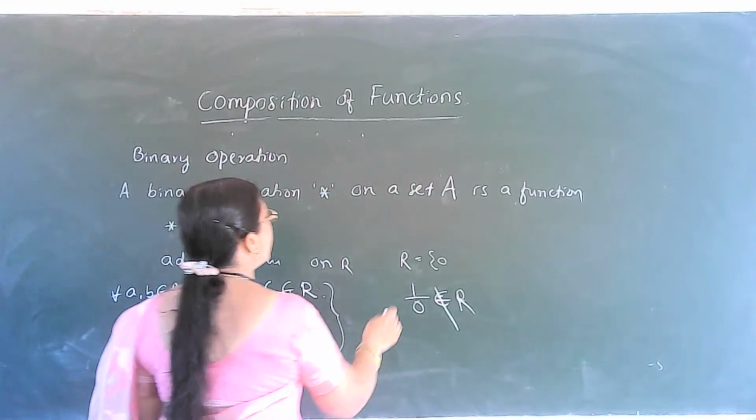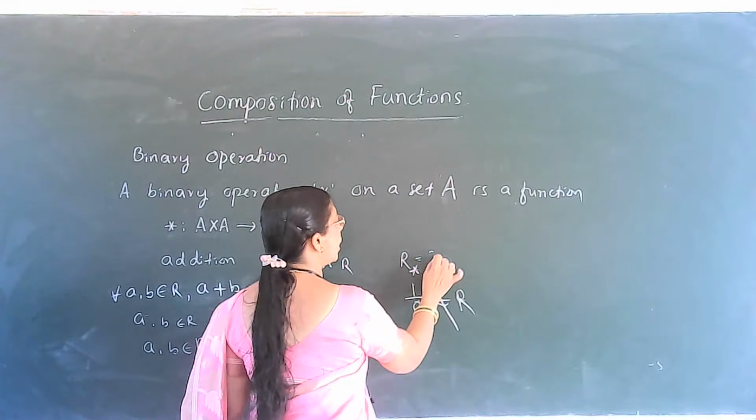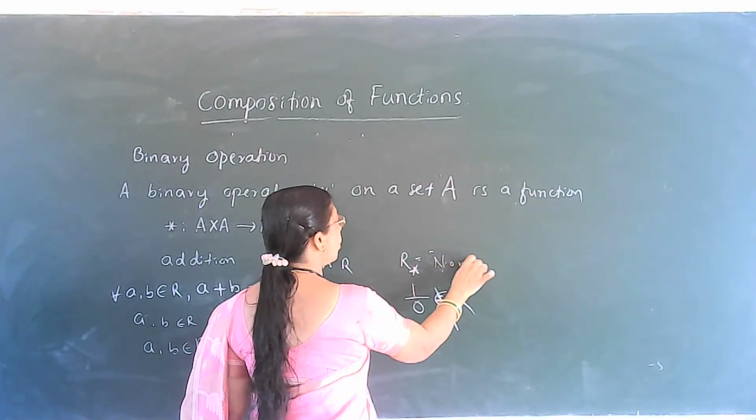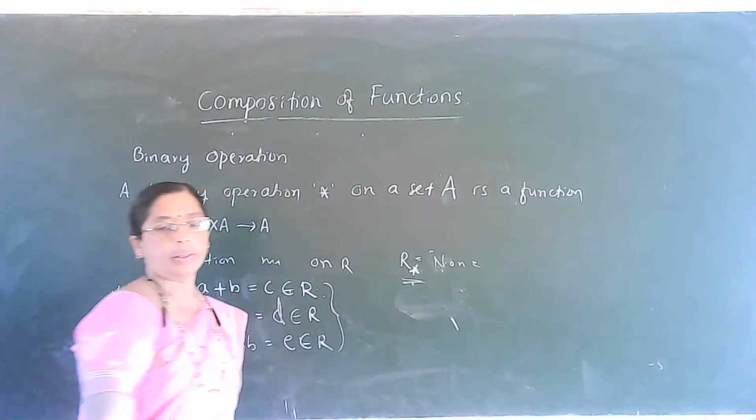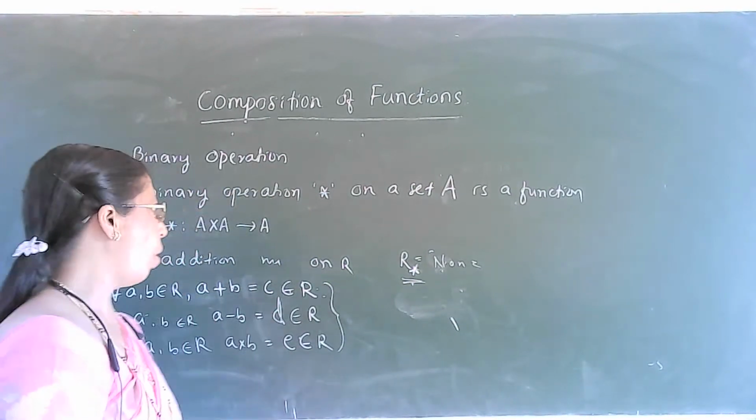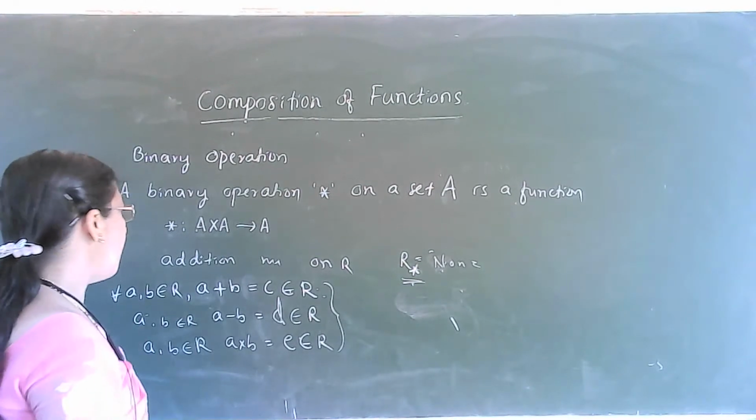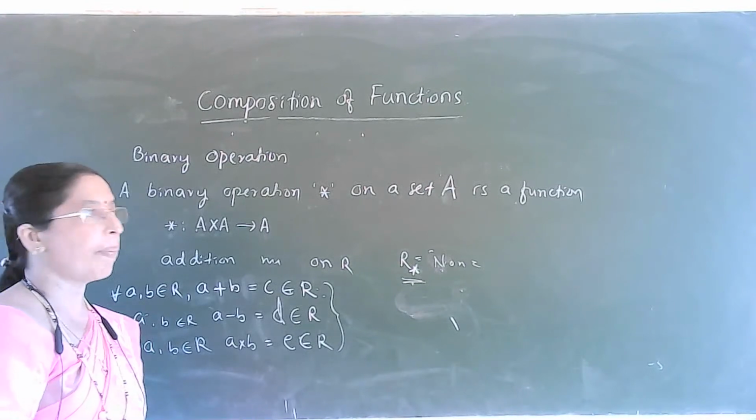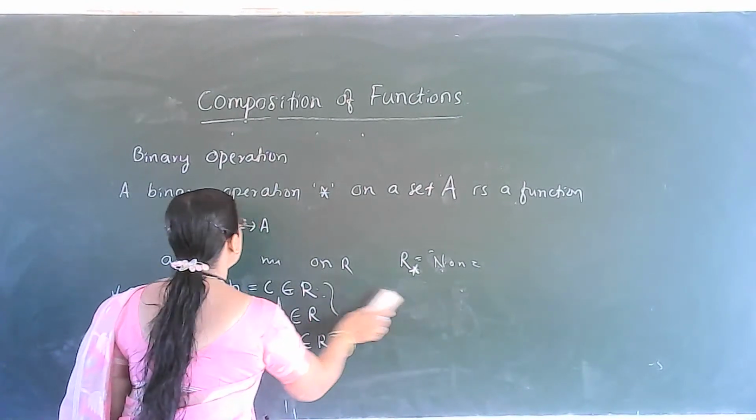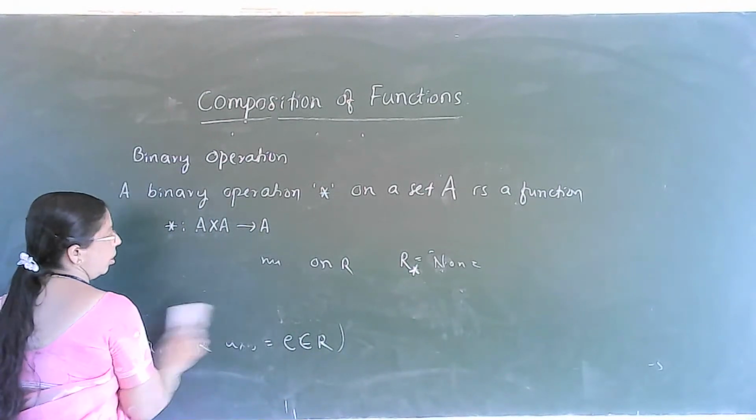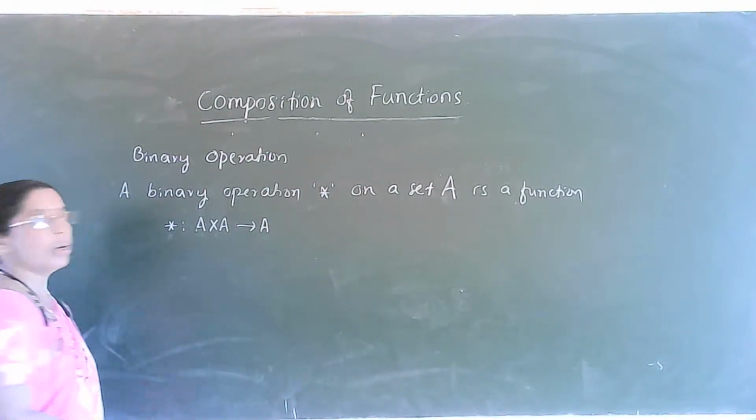But if we remove 0 from R, we get R star, the set of non-zero real numbers. Then division is a binary operation on R star, which is the non-zero real number set.